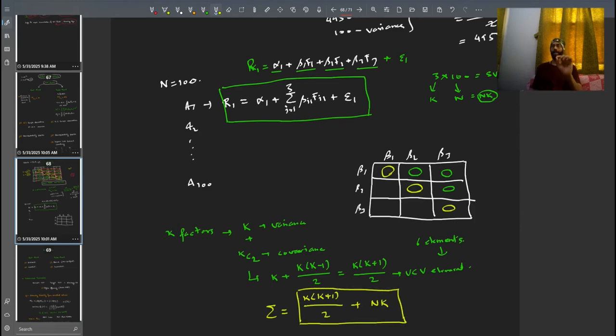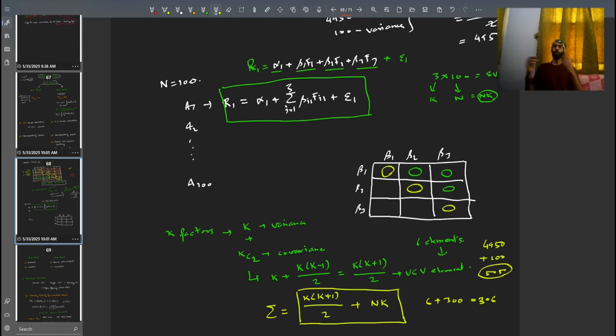So when there are 100 assets and 3 sensitivities, what you get is 6 plus 300, or 306 different elements to be measured or to be reckoned with. While in case of the asset based matrix, it was 4950 plus 100, which is 5050 elements to be reckoned with.